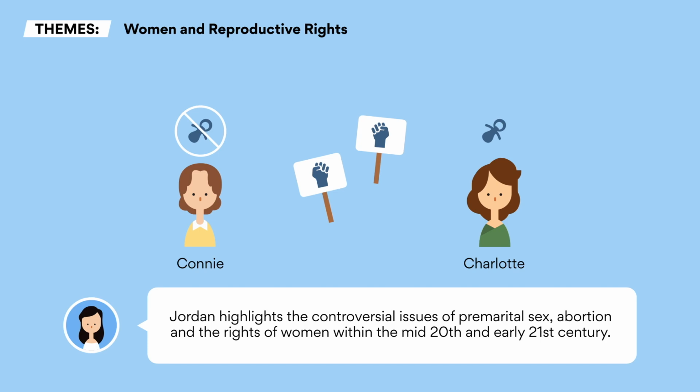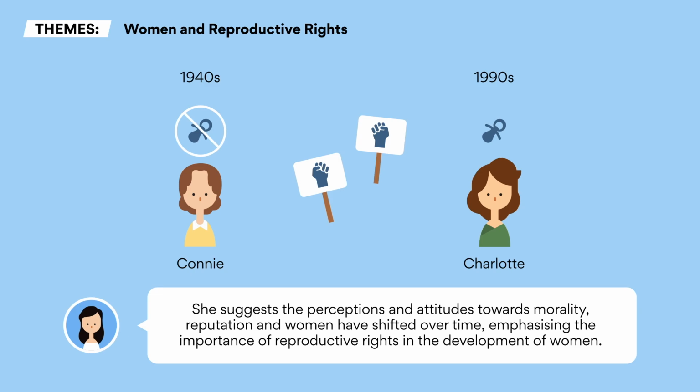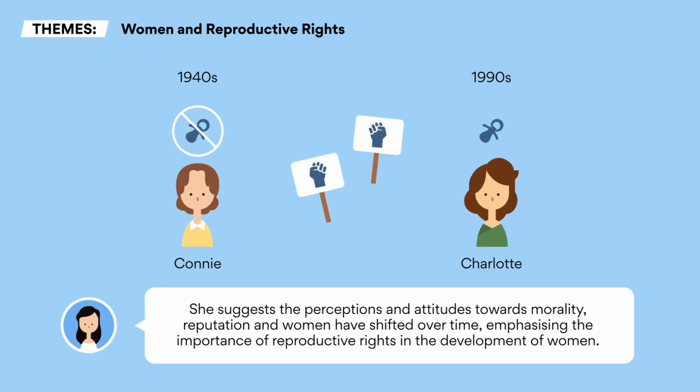While unplanned pregnancy is greatly stigmatized in the 1940s, the 1990s offers Charlotte a far wider array of options. It is through Jordan's depiction of the 2 cases, Connie's horrific backyard abortion, and Charlotte's adjustment to parenthood, that she suggests the perceptions and attitudes towards morality, reputation, and women have shifted over time, emphasizing the importance of reproductive rights in the development of women.